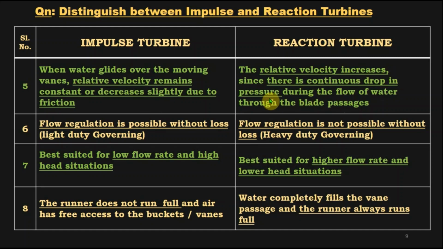When the flow passes between the blades of a reaction turbine runner, the flow area progressively decreases. As a result, the pressure energy is converted to kinetic energy. So that reflects in the increase in the relative velocity.